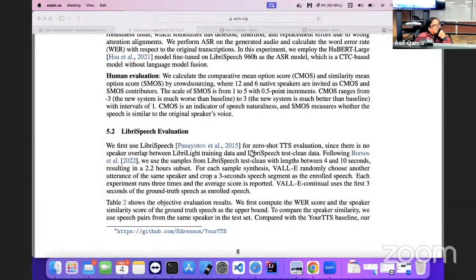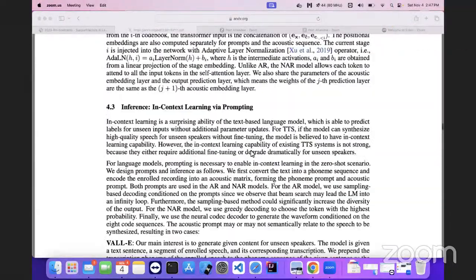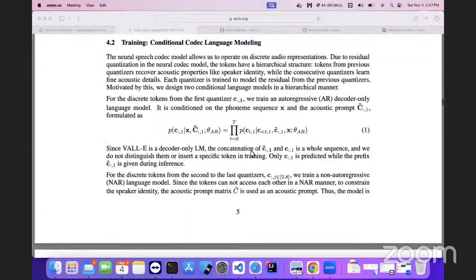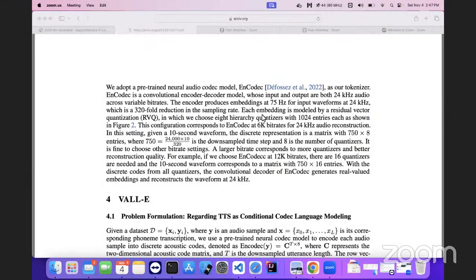Where did you get the number 750? Yeah, so if you go here, the Encodec model, they had explained. If you give a 25 kilohertz input, the embeddings are produced at 75 hertz. So if you had 3 seconds of audio, you will basically have 75 samples per second, and each sample is represented by 8 real numbers.